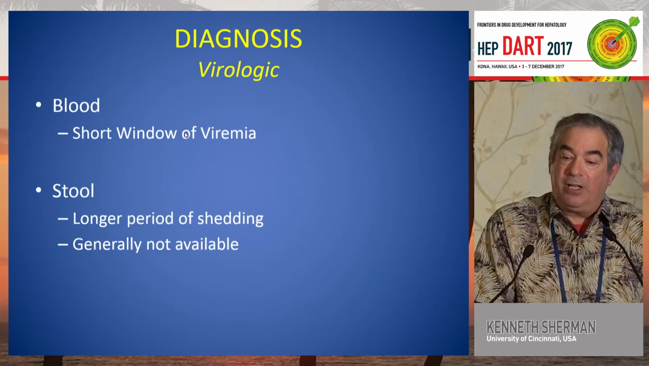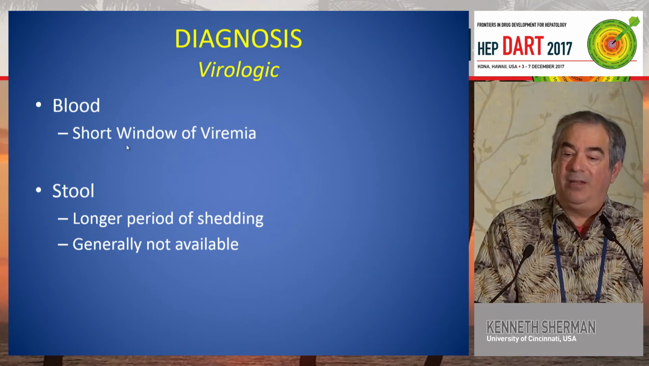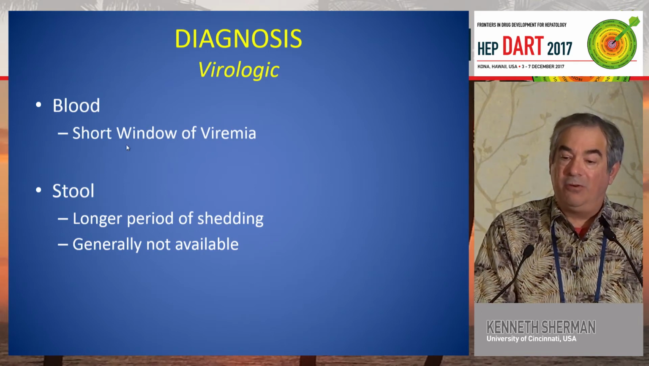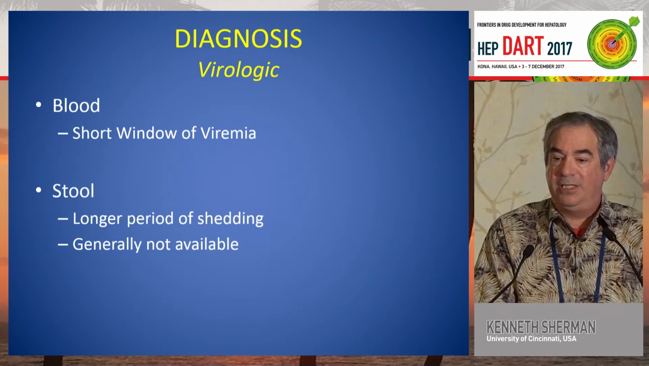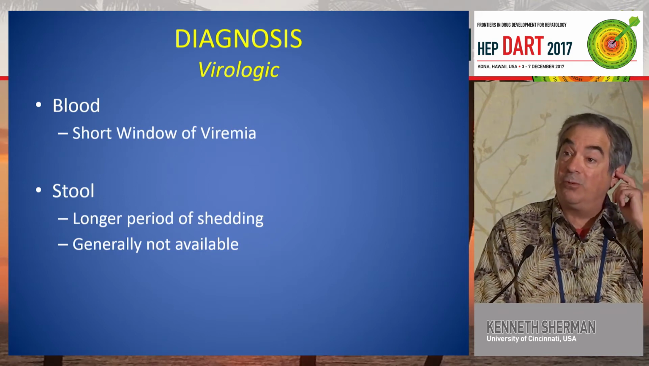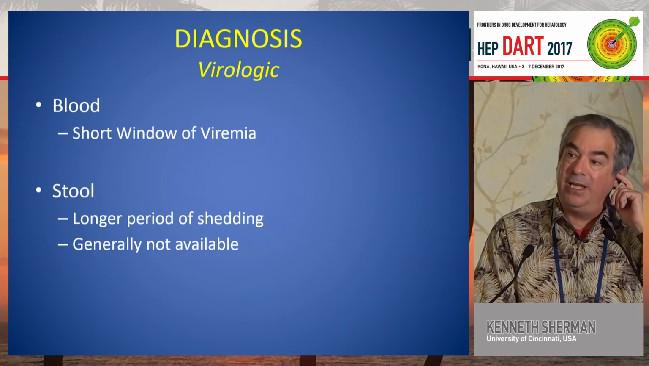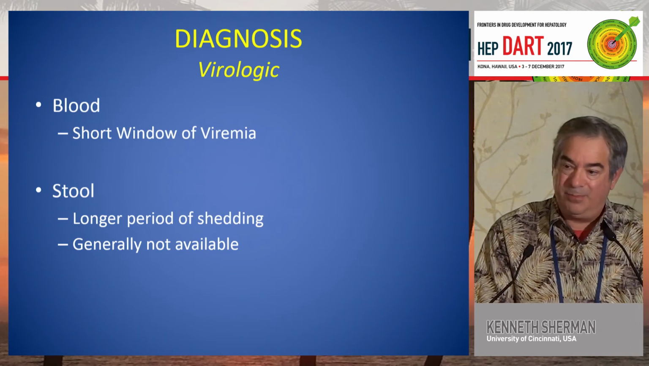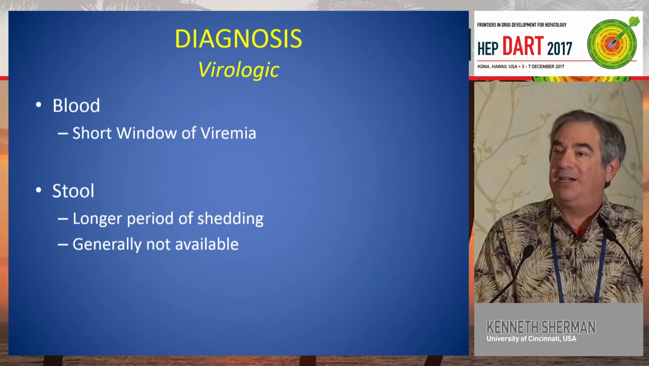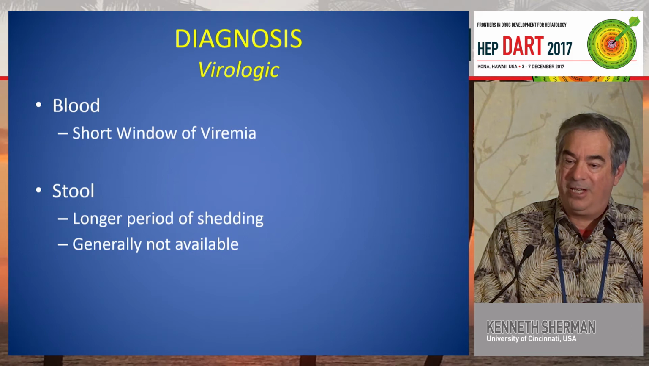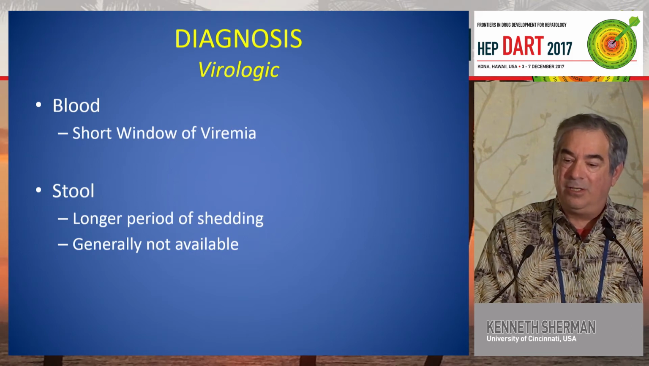So virologic testing is complicated by the fact that there's a very short window of viremia present in most patients with an acute disease process. This can be as short as 2 to 3 days, in some patients as long as 2 weeks, but again, you've already gone through most of that window by the time a patient comes to clinical care. Shedding is longer in stool, but the testing is generally not available.